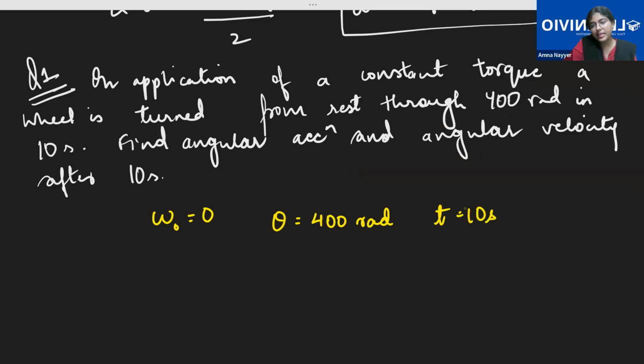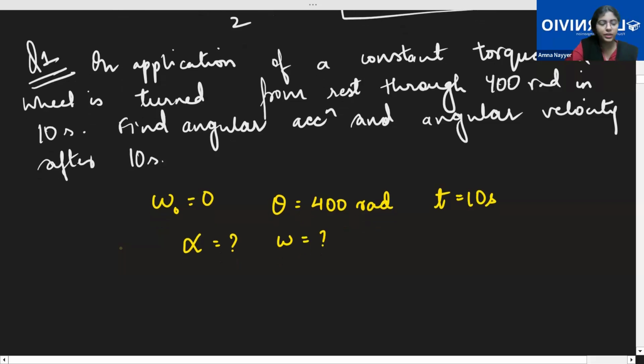Time is given as 10 seconds. It says find angular acceleration and angular velocity. Basically, we have to get what is alpha, what is omega. Yes, Sanidhi, which is the suitable equation according to you, which we should apply over here?